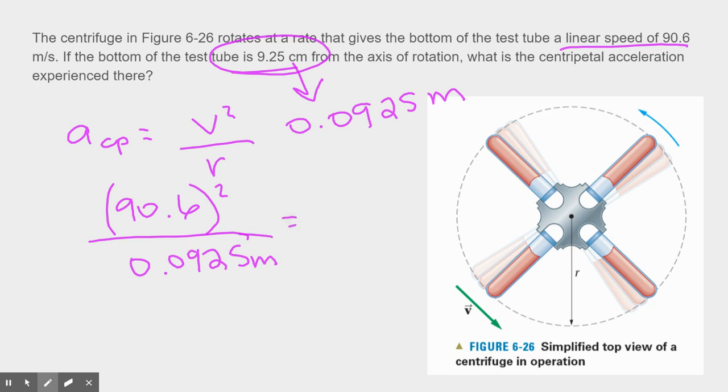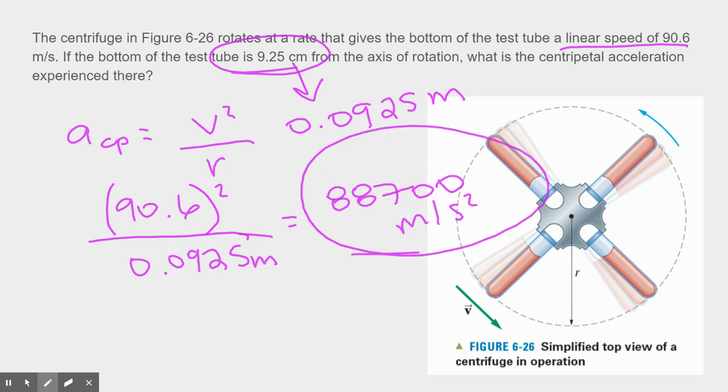When we solve, we'll find that it is 88,700. That's meters per second squared. So if we converted that into G's, that'd be about 9,000. But you don't have to worry about doing that. I just wanted you to be able to find the acceleration, which is 88,700 meters per second squared.